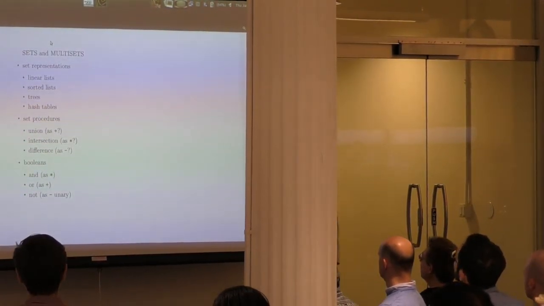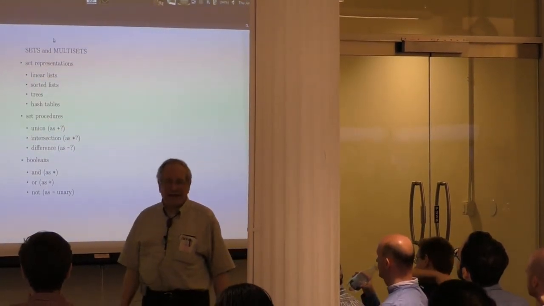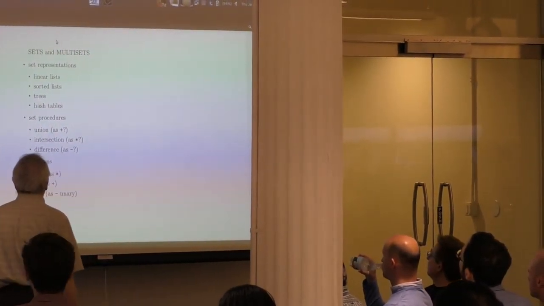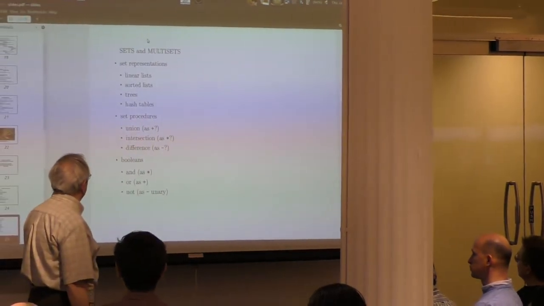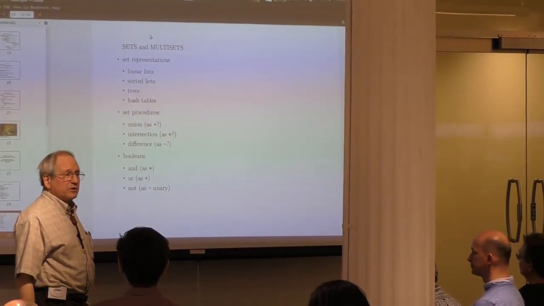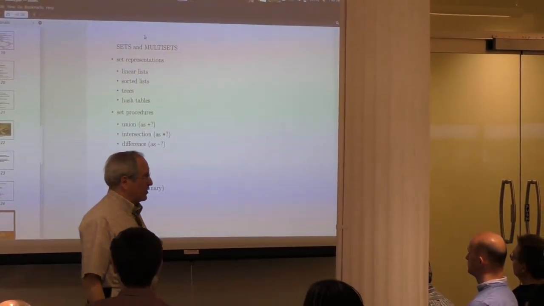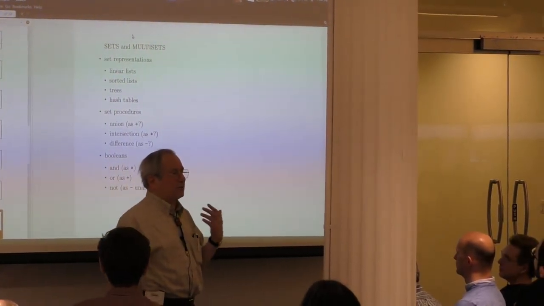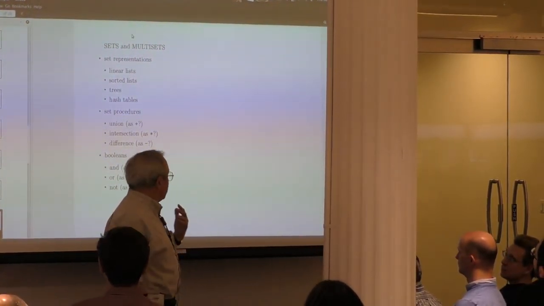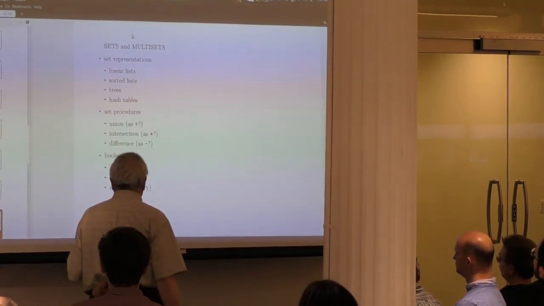You have things like sets, and that can drive you nuts too. You have things as distinct as linear lists and hash tables. They have to be sort of merged together to make one idea of how to deal with sets, where you have unions, intersections, and everything else like that.